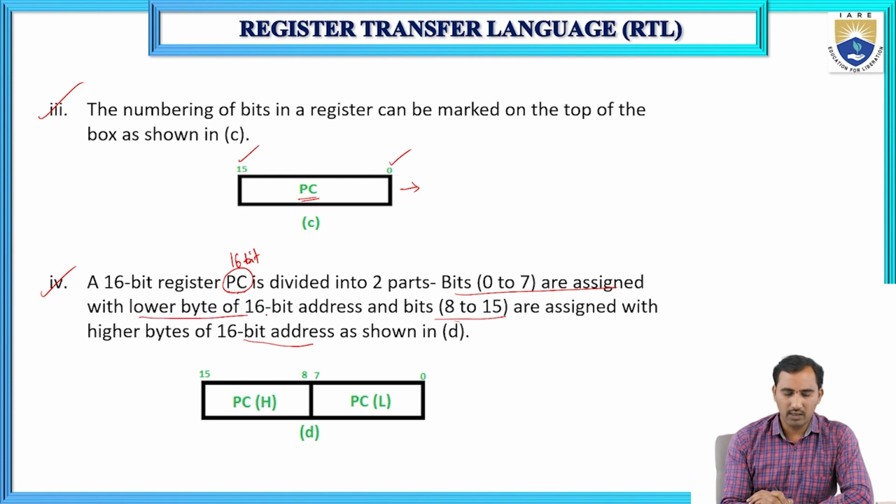Bits 0 to 7 are the lower byte of the 16-bit address and the higher byte is from 8 to 15. So here you can see in the figure the program counter PCL, where L means lower byte. The lower byte of the address is stored. In general, the program counter is used to store the address of the next instruction to be executed. So in total it contains 16 bits. The lower 0 to 7 bits are stored in the lower byte of the program counter and bits 8 to 15 are stored in the higher byte of the program counter. In this way we can represent the various registers.